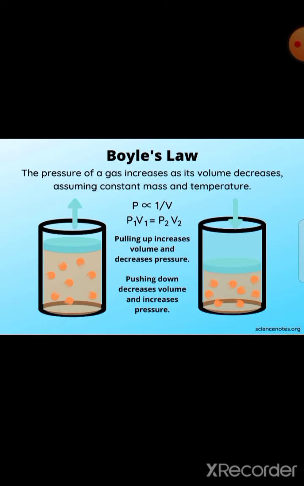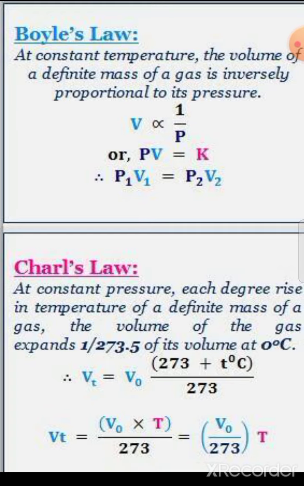So in the picture, two beakers are there. In the first beaker, a gas is expanding. Therefore volume increases, pressure decreases. In the second one, the piston is pushed down. When the piston is pushed down, pressure increases and volume decreases. So this diagram illustrates Boyle's law. Okay. Now let us see Charles' law.